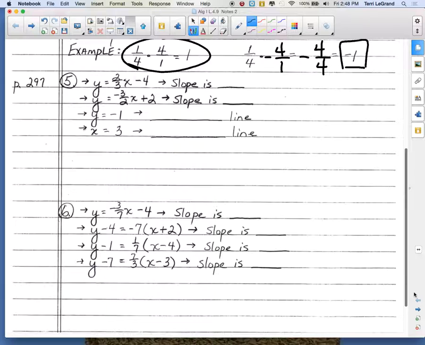Okay, so here we are practicing like you're going to do in your homework today. Number 5 on page 297. Here are the 4 equations they give us, and they want us to pick out if any of them are perpendicular lines. So, remember, we only have to worry about their slope.